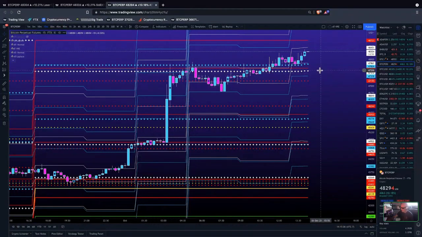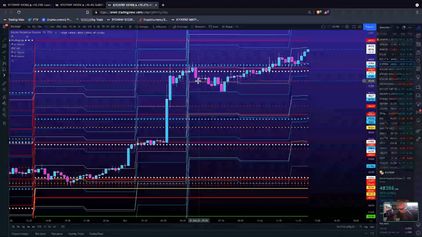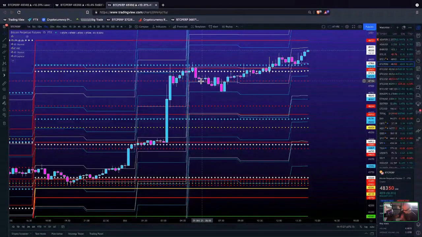This is where I was seeing a lot of confluence, right? Once we test this 2SD several times, 1 wick, 2 wick, 3 wick, 4 wick, we come down. We test this resistance level for this weekly range. This is the first resistance level, these dots right here, the weekly volatility range.